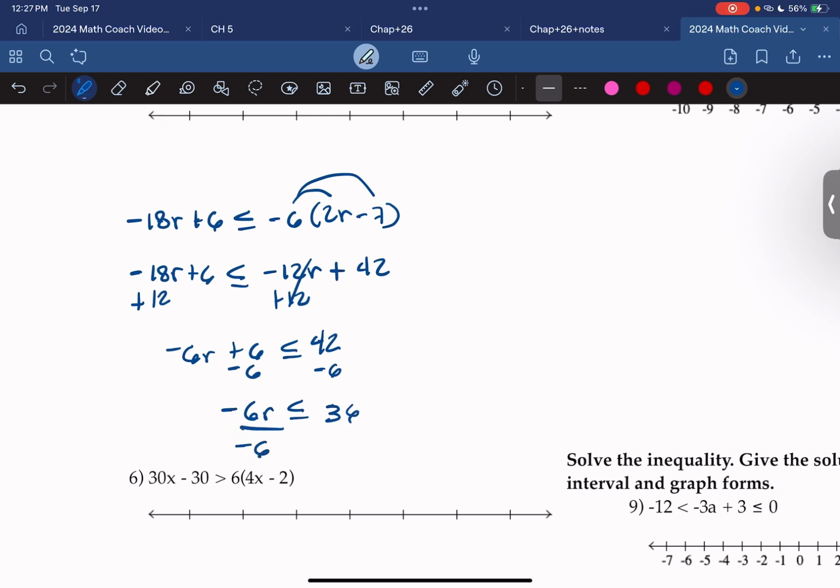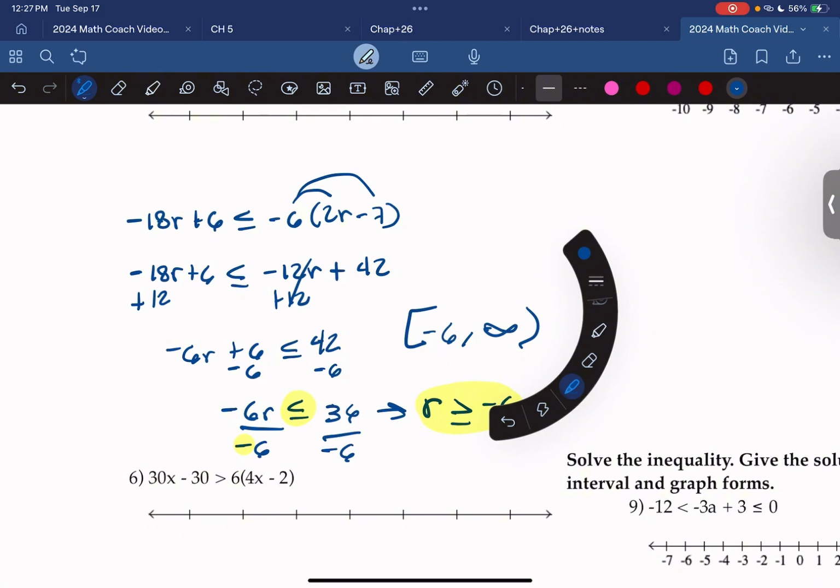Divided by negative 6, divided by negative 6. Be very mindful that when you are dividing an inequality by a negative, you have to flip the sign. So our answer would be r is greater than or equal to negative 6. So this is how we're going to graph it. Now let's write the interval notation. Negative 6, comma, positive infinity, parentheses.